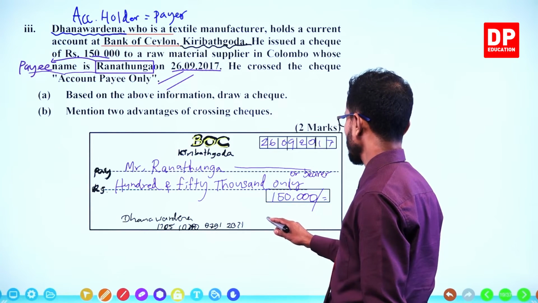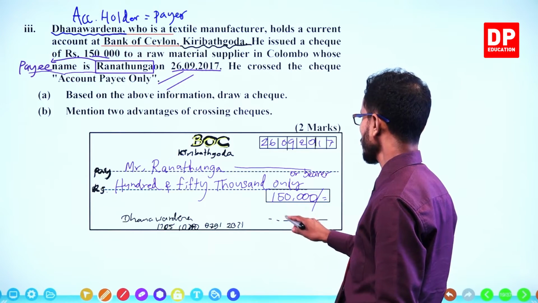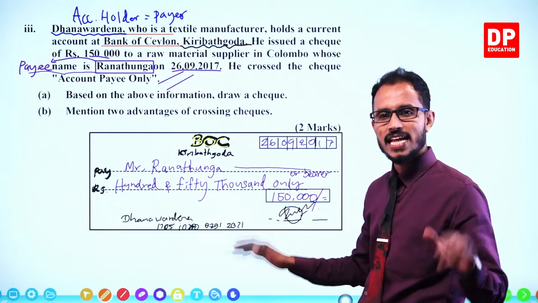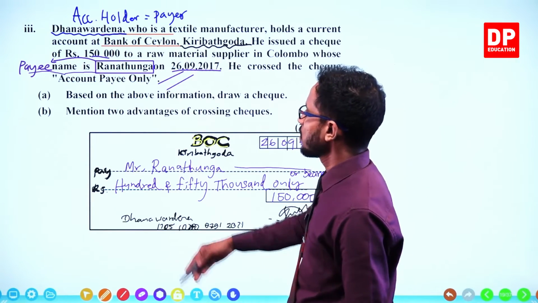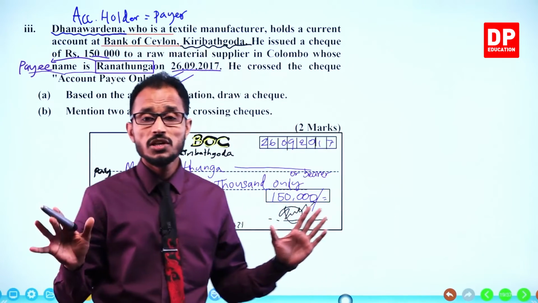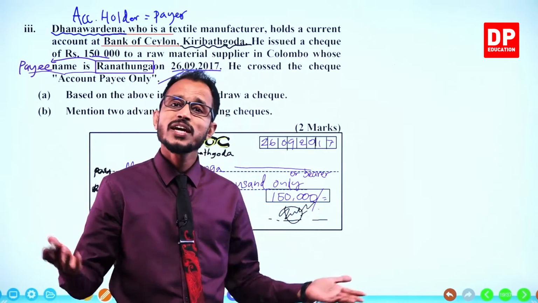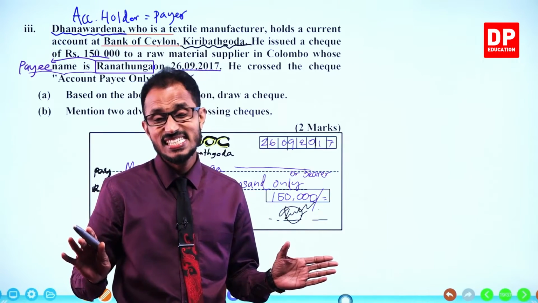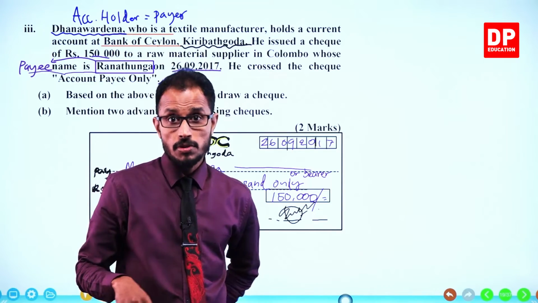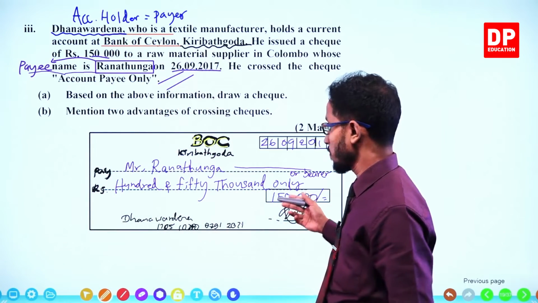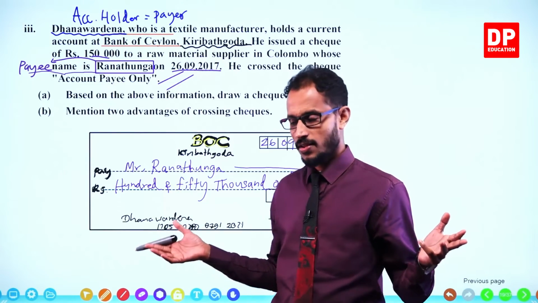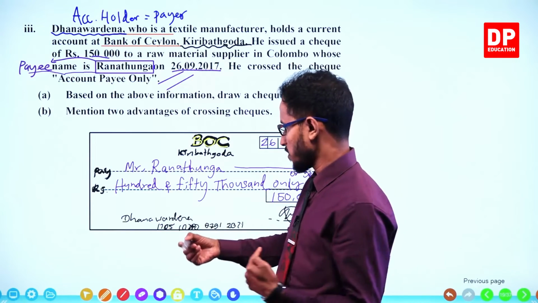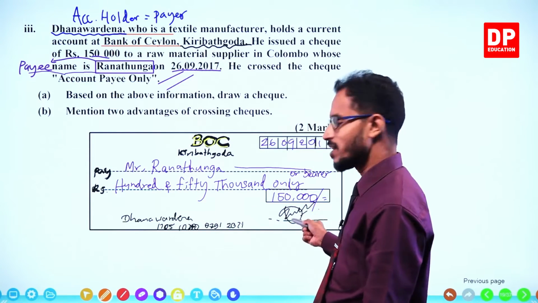Okay, here you have to sign. The account holder should sign the check and done. So if you get this type of a question, children, to draw a check, be quick about it. It's not hard, it's not difficult, but it's taking time. That's the problem. Now it is signed. It is signed by, not me. I'm not Dharmavardhana. Dharmavardhana should sign it.